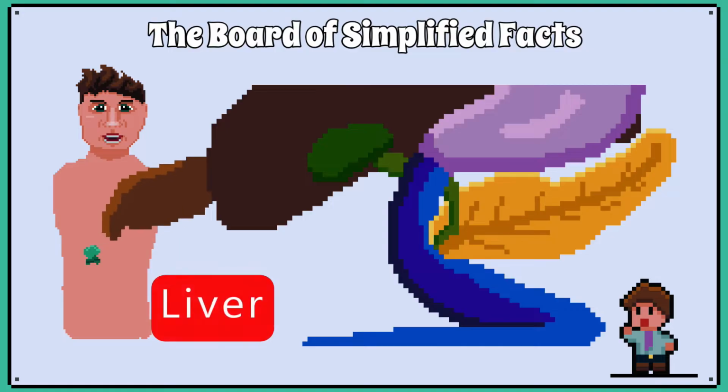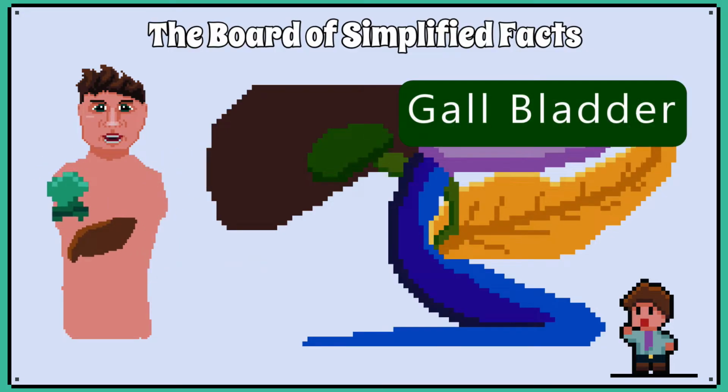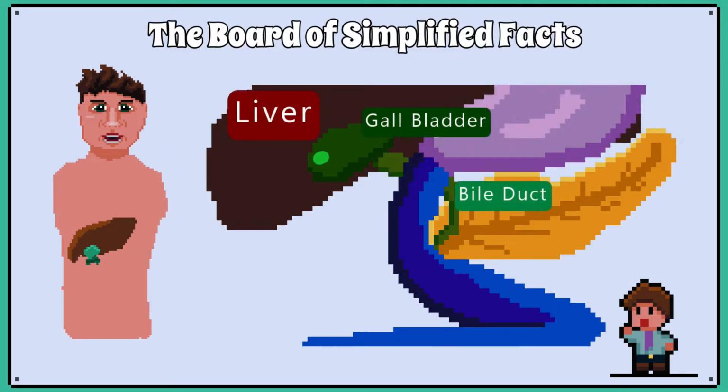The liver secretes bile into the gallbladder. The gallbladder acts as a reservoir ready to release bile into the small intestine via the bile duct when food enters the small intestine. We will cover the role bile plays in a later video.